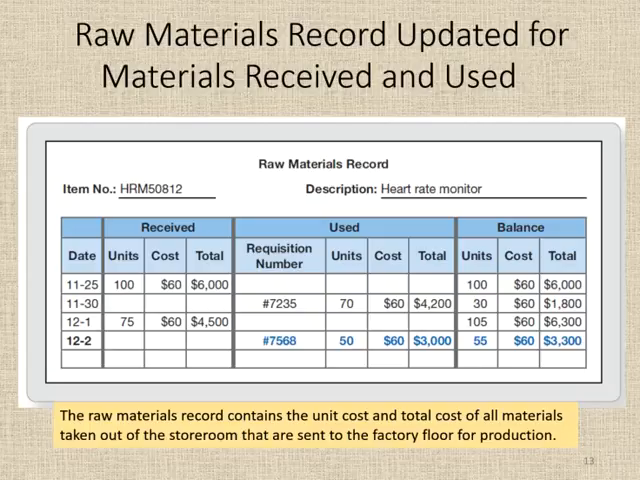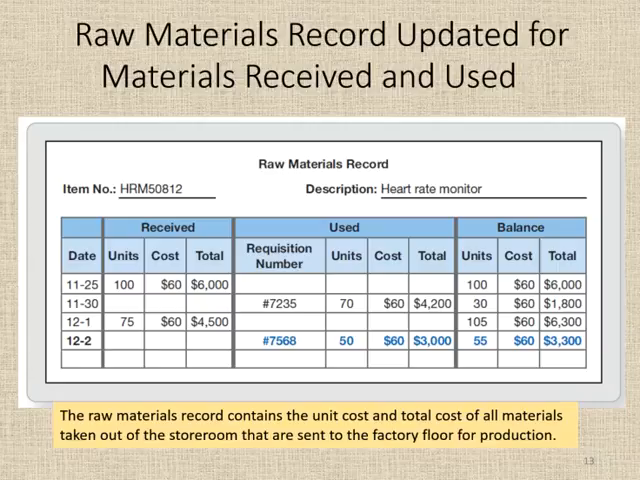Here we have what's called a raw materials record. So the unit cost and total cost of all materials picked are posted to the materials requisition based on the cost information found in the individual raw materials records. So the individual raw materials records are updated as soon as the materials are picked. In most companies, this mundane task is now performed automatically by the company's computerized barcoding system.